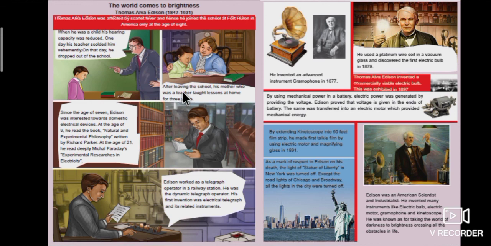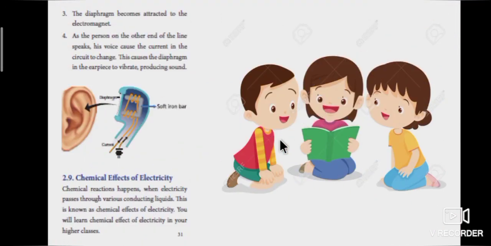Page numbers 29 and 30 explain about the life and achievements of Thomas Alva Edison. Read it once and get more information about electricity. Page number 31 explains about chemical effects of electricity. That is, chemical reactions happen when electricity passes through various conducting liquids. This is known as the chemical effect of electricity.